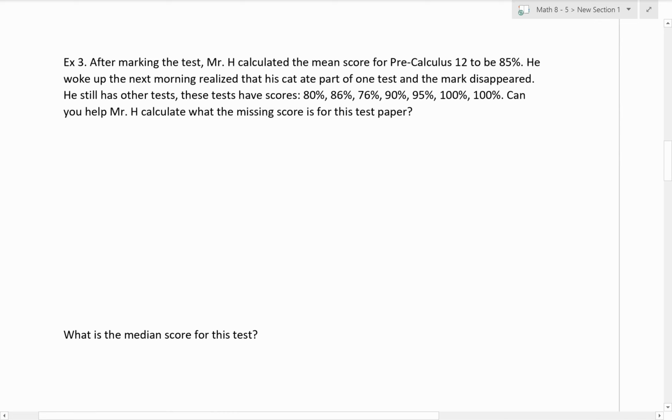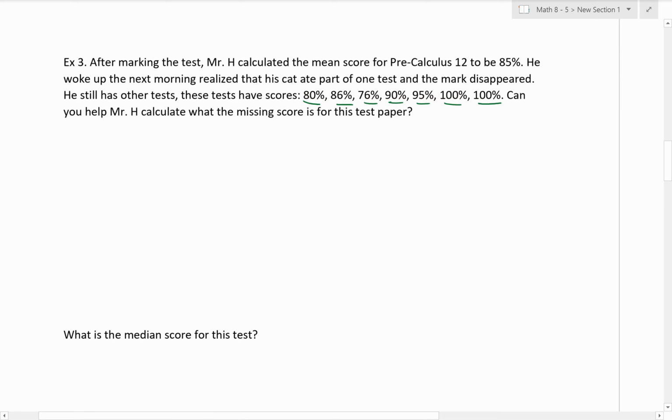But he still has the other tests, and these tests have the scores of 80%, 86%, 76, 90, 95, 100, and 100. Can you help Mr. H calculate what the missing score is for this poor student? So the mean score is 85%. Does it say how many tests there are? It actually doesn't say, but he has 1, 2, 3, 4, 5, 6, 7 test scores.